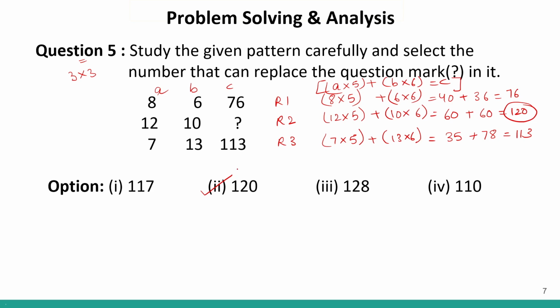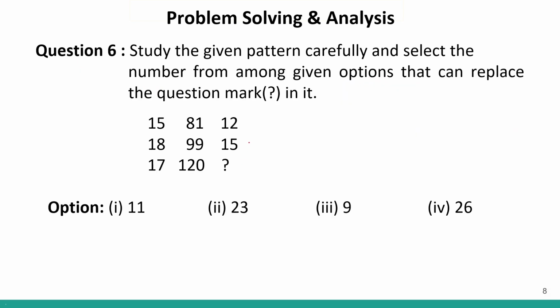Clear? Now, let us move on to the next question, which is question number 6. In question number 6, again, it is a logical grid of 3 into 3. This time, the things are a little different. Over here, I can see that these numbers, 81, 99 and 120, are significantly bigger than 15 and 12 and 18 and 15 and so on. So I am assuming that certain operations are being carried out on these numbers to obtain this number. This is what I am assuming.